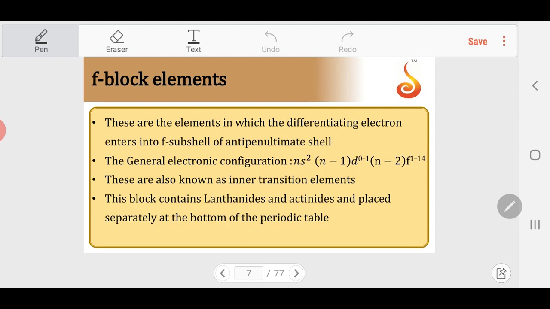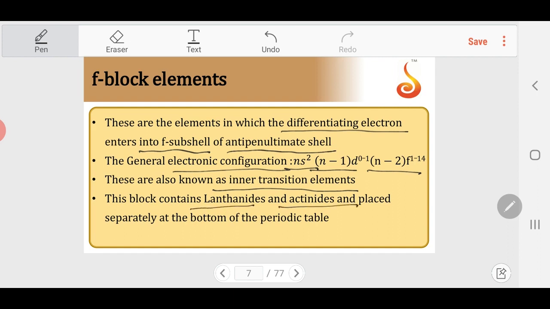F block elements are the elements in which the differentiating electron enters into the F subshell of the anti-penultimate shell, 2 less than the outermost shell. So the general electronic configuration is ns2, (n minus 1)d can have 0 or 1 electron, and (n minus 2)f will have from 1 to 14 electrons. These are a part of the transition element block, so these are also known as inner transition elements. This block has 2 types of elements: lanthanides and actinides, and this block is separately placed at the bottom of the periodic table.